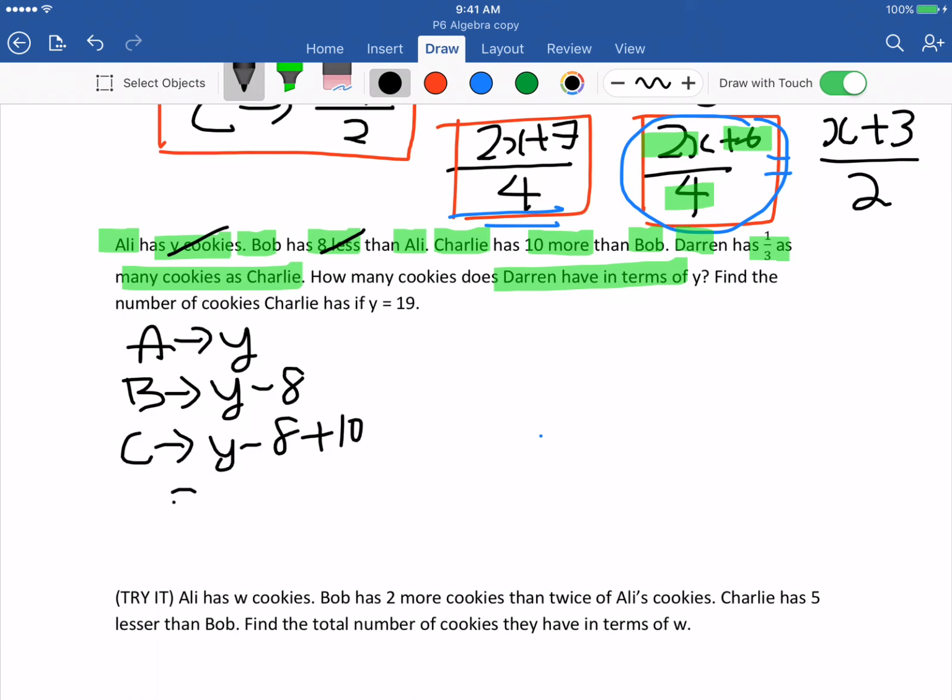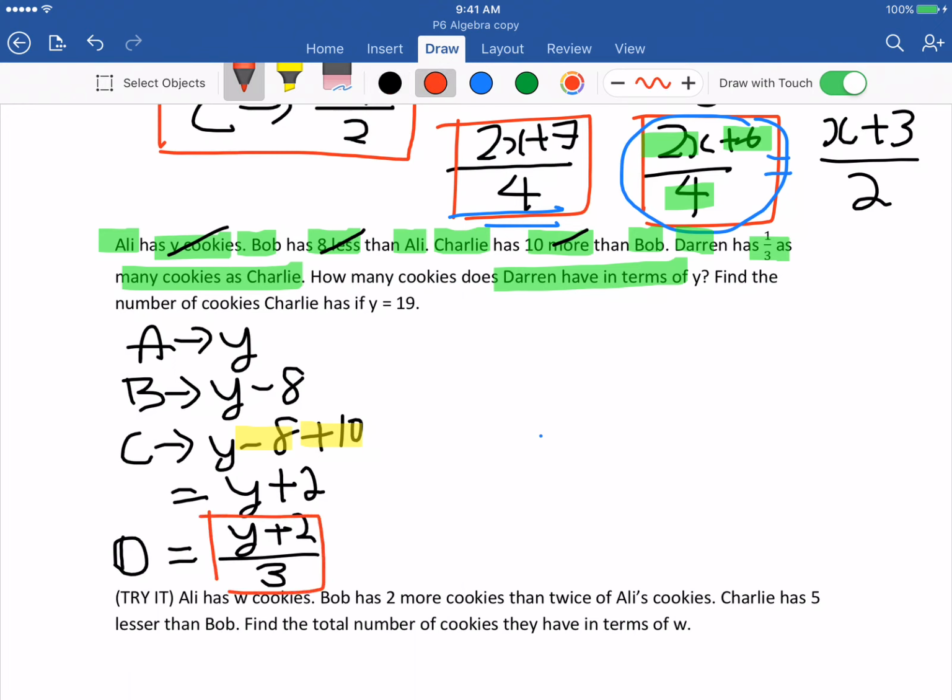So how are you going to do the simplification here? Same thing as before. Group it up. Negative 8 plus 10. What's negative 8 plus 10? Y plus 2. That's for C, Charlie. Take Darren here will have 1/3 as many cookies as Charlie. So the answer is just Y plus 2 over 3. That's the answer.